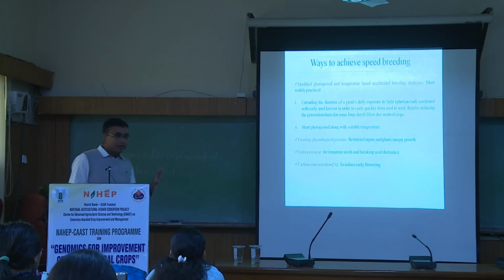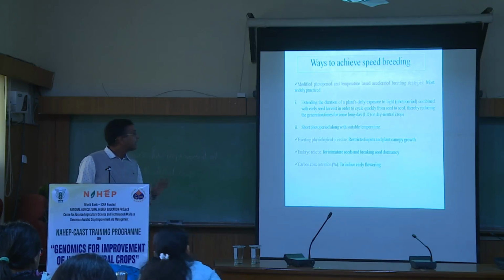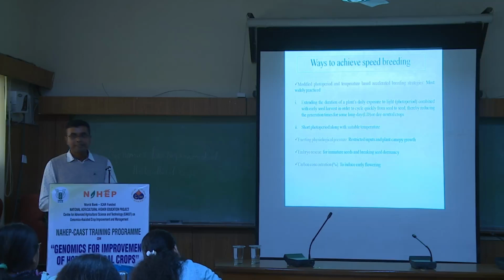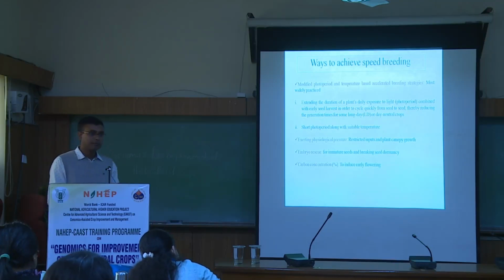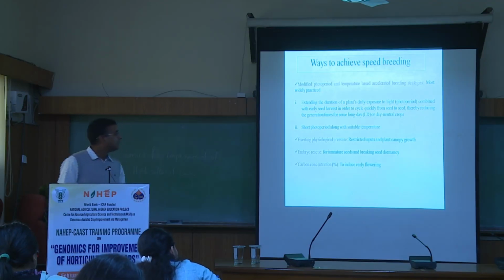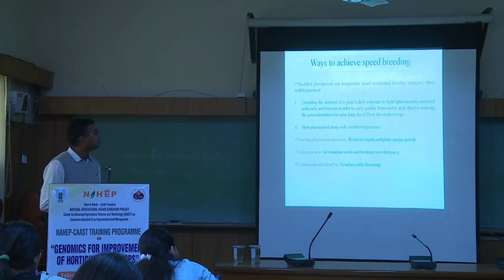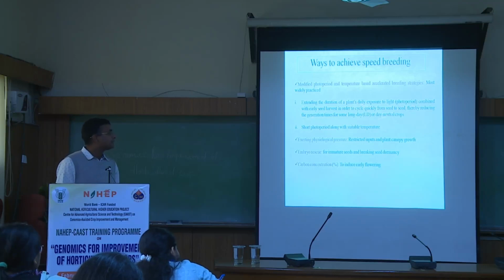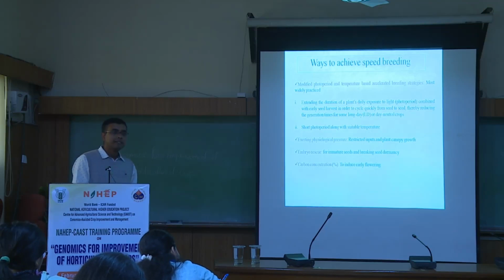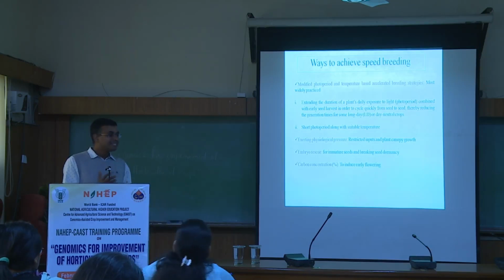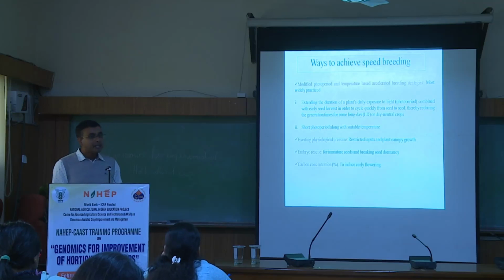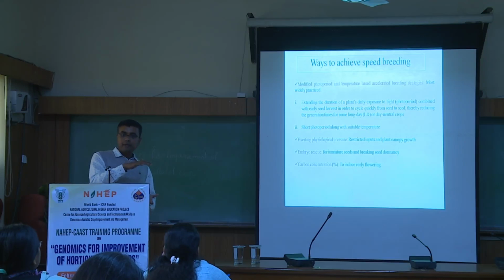These are the different ways of speed breeding, how we can do that. First of all, modified photoperiod and temperature. This is the most commonly used technique for speed breeding, which is being used commercially in different crop plants, and particularly in different grain crops. Here we are modifying the temperature as well as the photoperiod. Where the plants are photo insensitive, or long day, we can increase the photoperiod to a certain level.